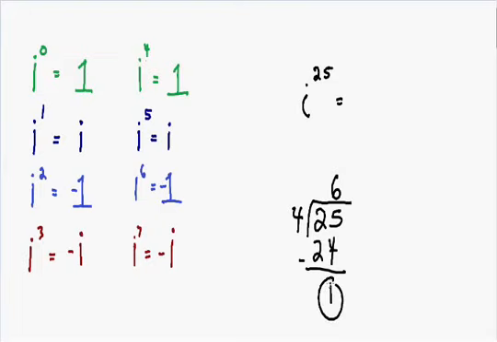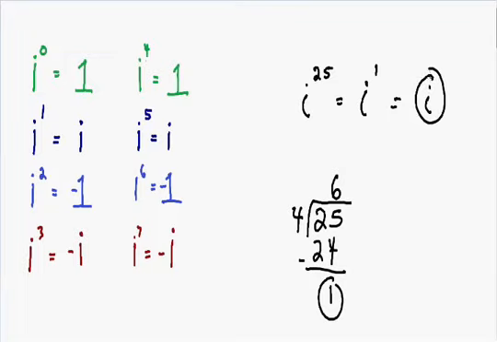And this remainder tells us what this power of i is equal to. Since the remainder is equal to 1, we know that this is equal to i to the first power. And so i to the 25 is equal to i to the first. We know that i to the first power is just equal to i. So i to the 25th can be simplified and can be written as i.